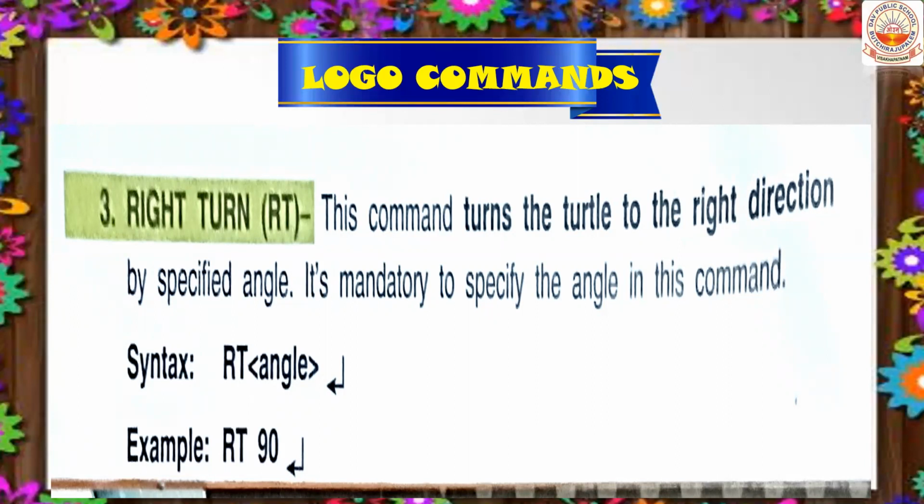Okay, children. For example, you can see RT 90. Here the turtle can move through a 360 degree angle, a complete rotation. You have to mention the angle in the form of degrees. For example, here RT 90. We will see on the logo screen how the turtle will turn.